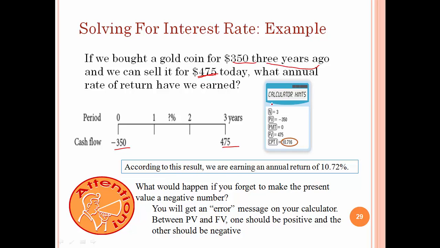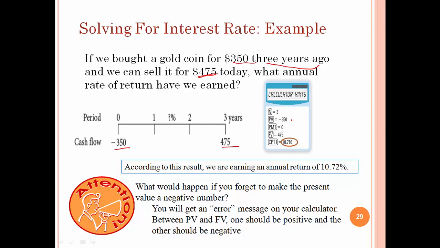If we enter the numbers into your calculator, we know n, 3 years, we know the present value, $3.50, and we know the future value, $4.75. We're trying to compute for the I, and the result is 10.716, and that tells you that we are earning an interest or return of 10.72% every year in these 3 years.